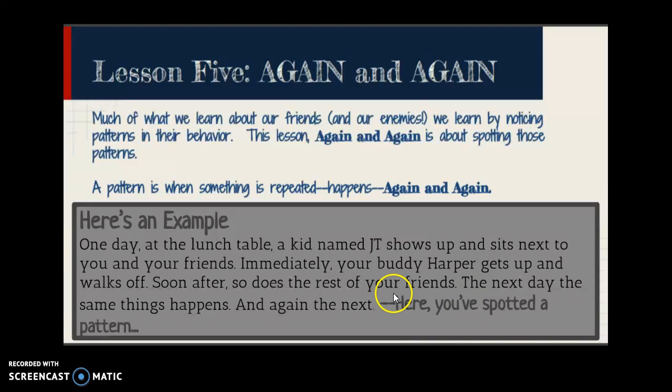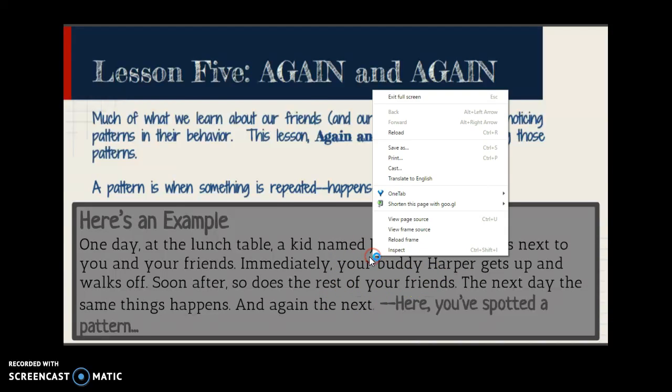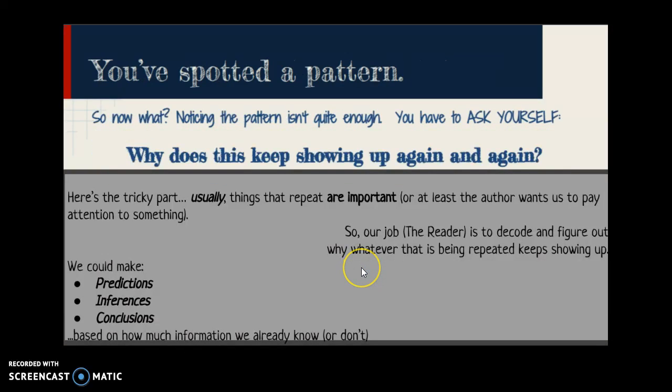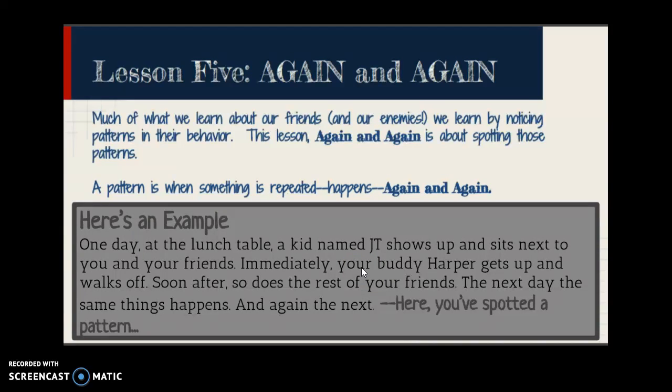Okay. We also know a little bit about JT. Maybe JT doesn't know what's going on and is just the new kid that's sitting down, and Harper doesn't like JT for some unknown reason. Or maybe JT knows exactly why Harper doesn't like him, and is continuing to sit next to Harper to bug them. We're not really sure, but we can at least start making some guesses, right? Notice from this one repetitious act that we've already gained a lot of thoughts and questions and inferences to be made about this little bitty thing that we've just read in our example.